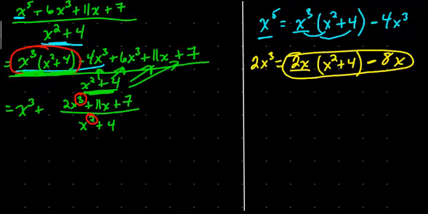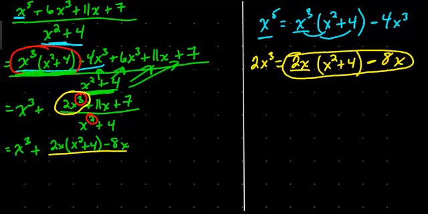So on this side now, this is going to equal x cubed plus, now instead of writing 2x cubed, I'm going to write 2x times x squared plus 4 minus 8x. That is 2x cubed. So instead of writing 2x cubed, I wrote it that way. But I still have to write the rest. So plus 11x plus 7, all divided by x squared plus 4.